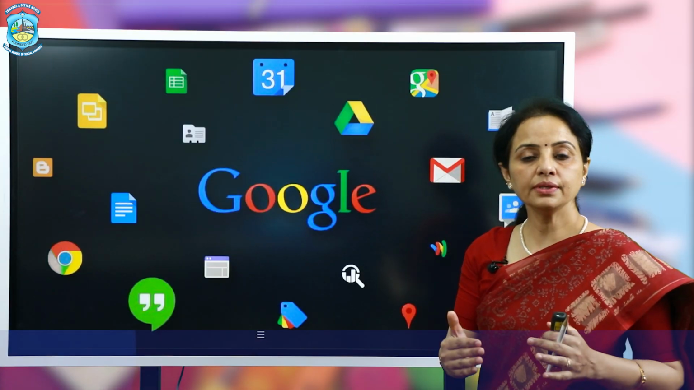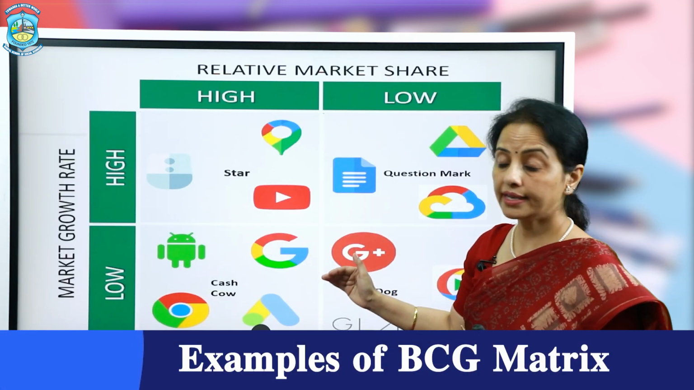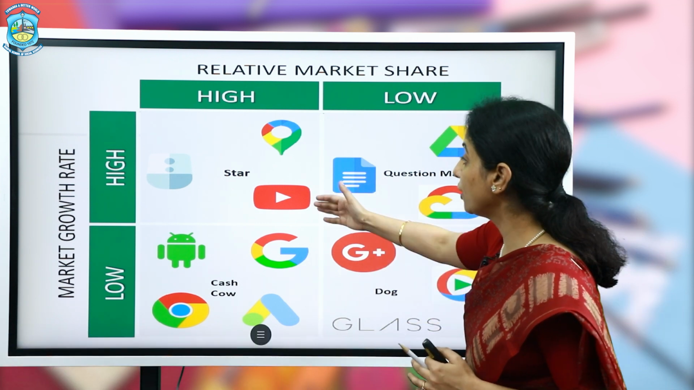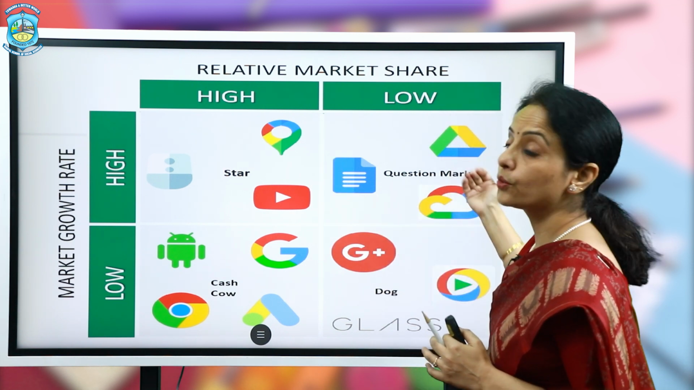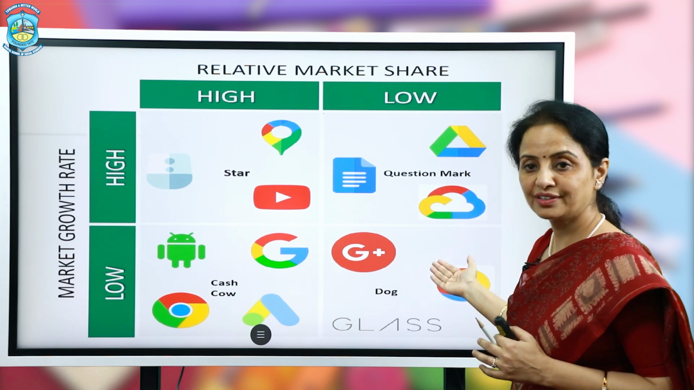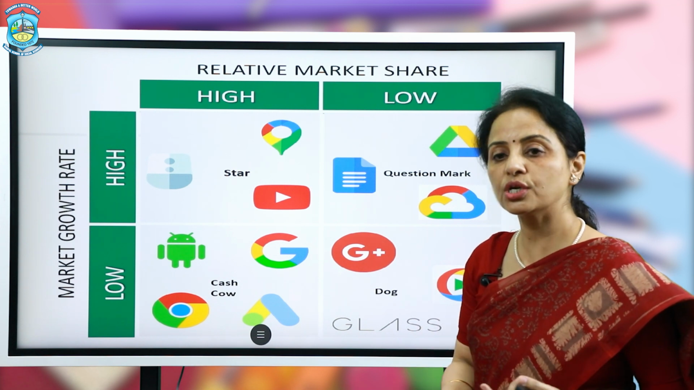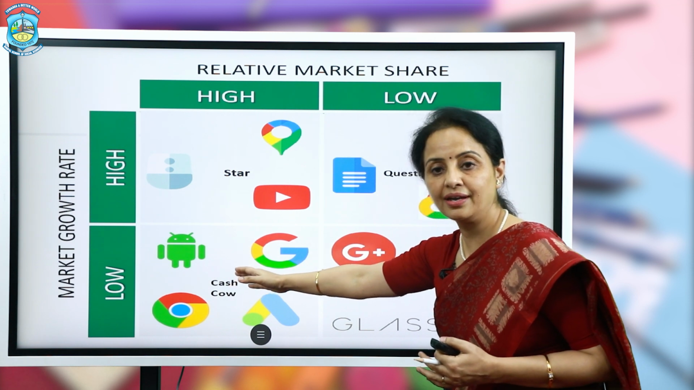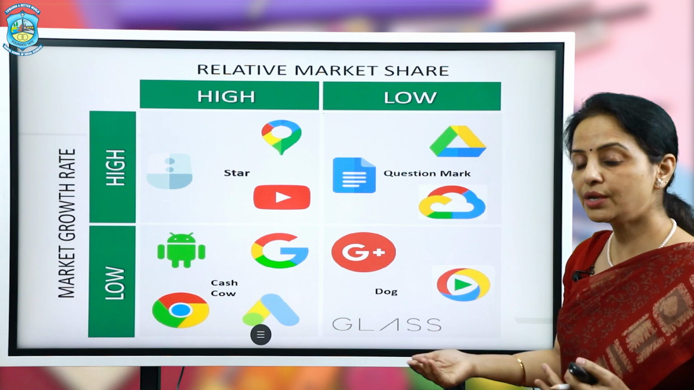So the next example we'll take is of Google. If we see here in Google, who is their star? All of you might be taking guesses by now. It is Google Maps as well as YouTube. Who is their question mark? If you see, we have Google Docs and Google Drive. Who is their cash cow? Who is giving them maximum money? From where are you searching every minute? That is Google Search as well as Android One. And who is the dog? The dog is Google Play Movies and Television.